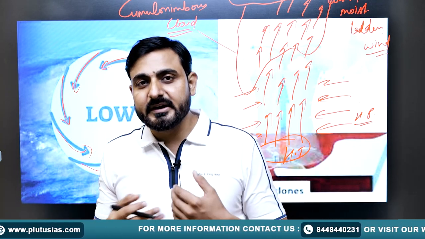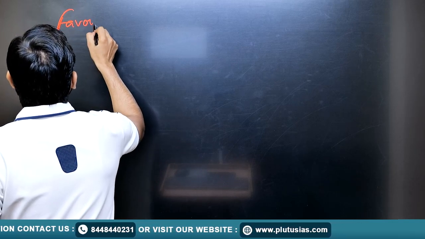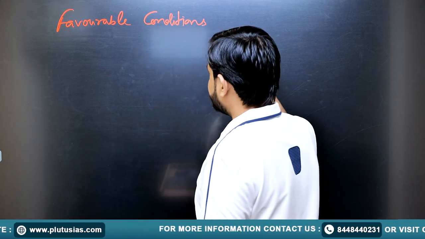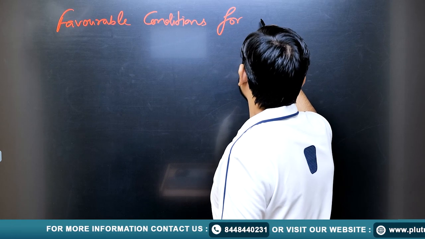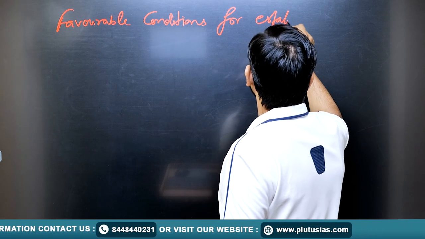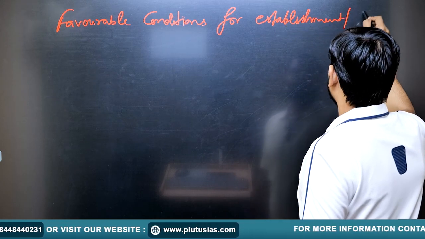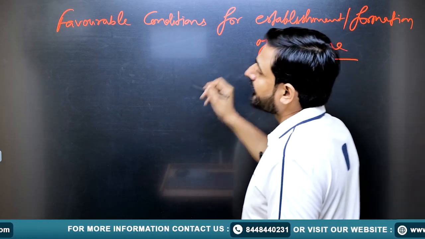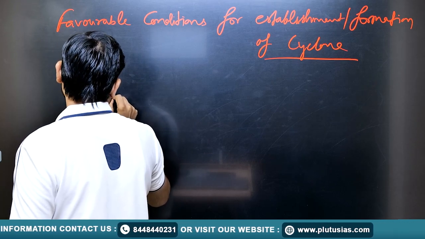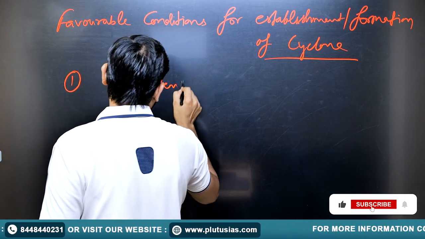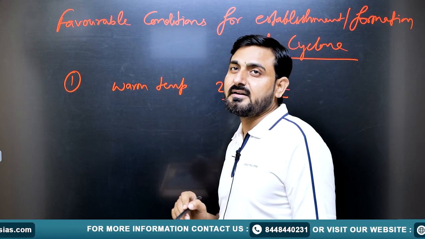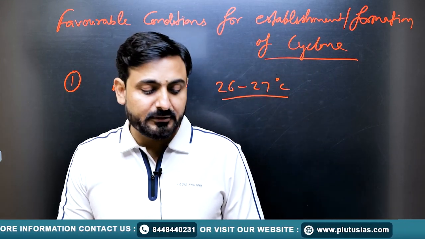Now let's explore what kind of factors, what kind of favorable conditions existed for the establishment or formation of a cyclone. The very first condition is warm temperature. So a temperature of near about 26 to 27 degrees Celsius is considered very favorable for the development of cyclonic phenomena.